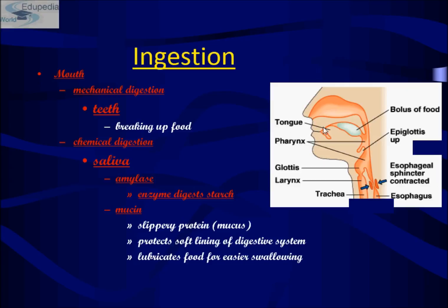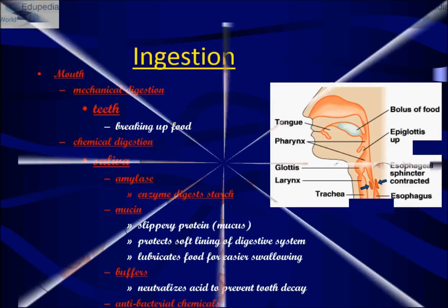This is the tongue. Saliva is also there in the oral cavity. It is the bolus that's going down the way. This is the epiglottis. And this is the glottis. This is the esophageal sphincter, which contracts and relaxes also, okay. And buffers are also there in the mouth that help in digestion because they neutralize acid to prevent tooth decay, okay. And antibacterial chemicals are also there which kill bacteria that enter the mouth with food, okay.